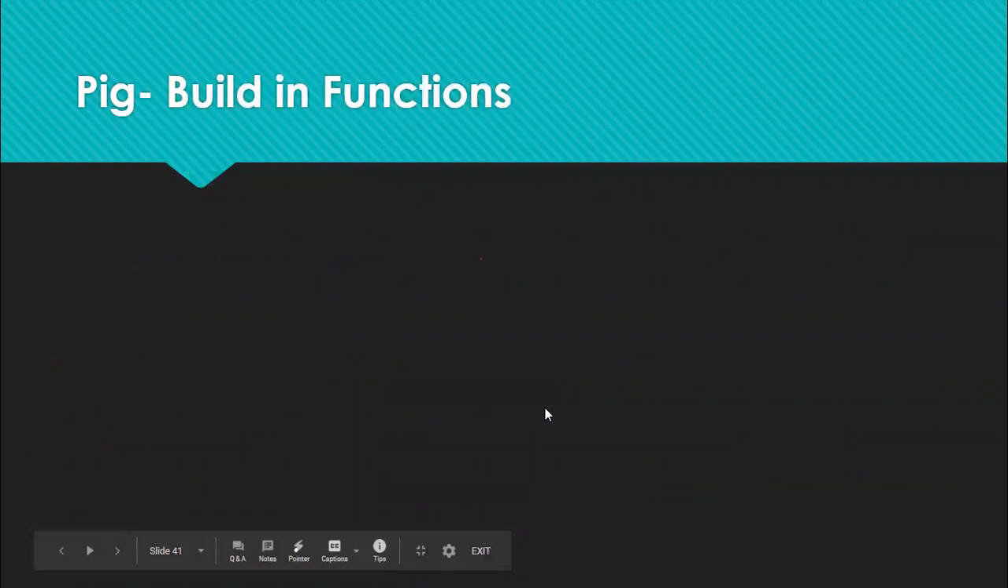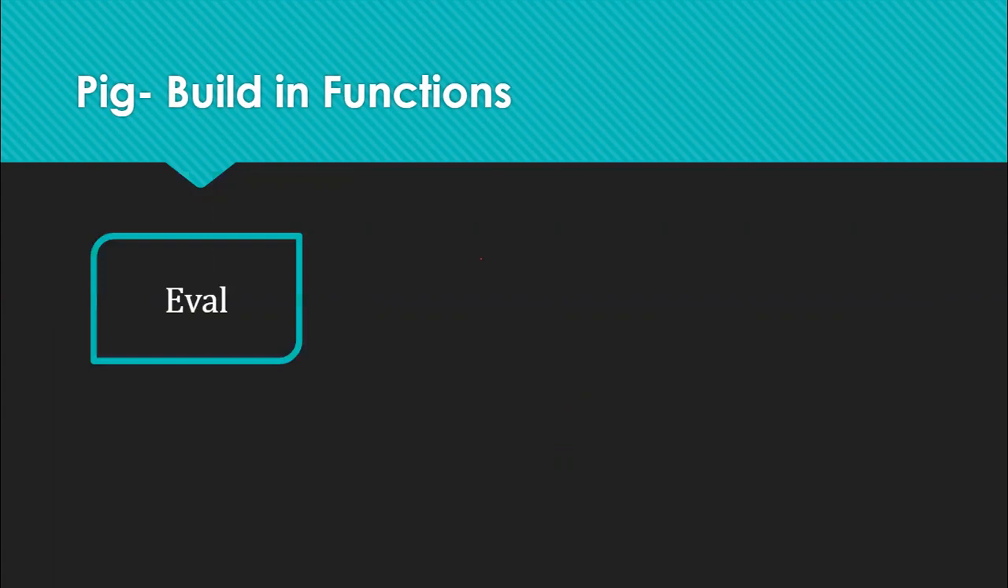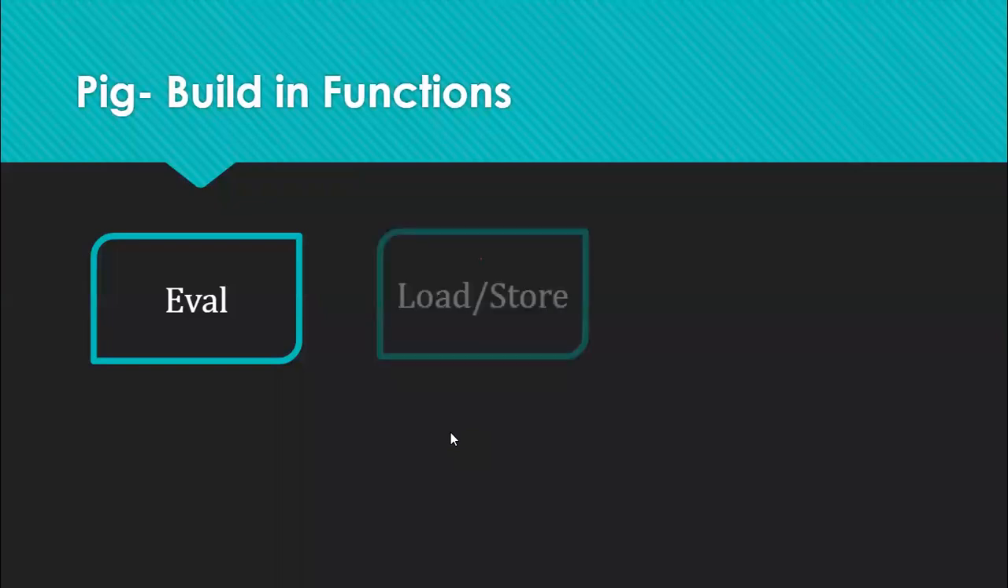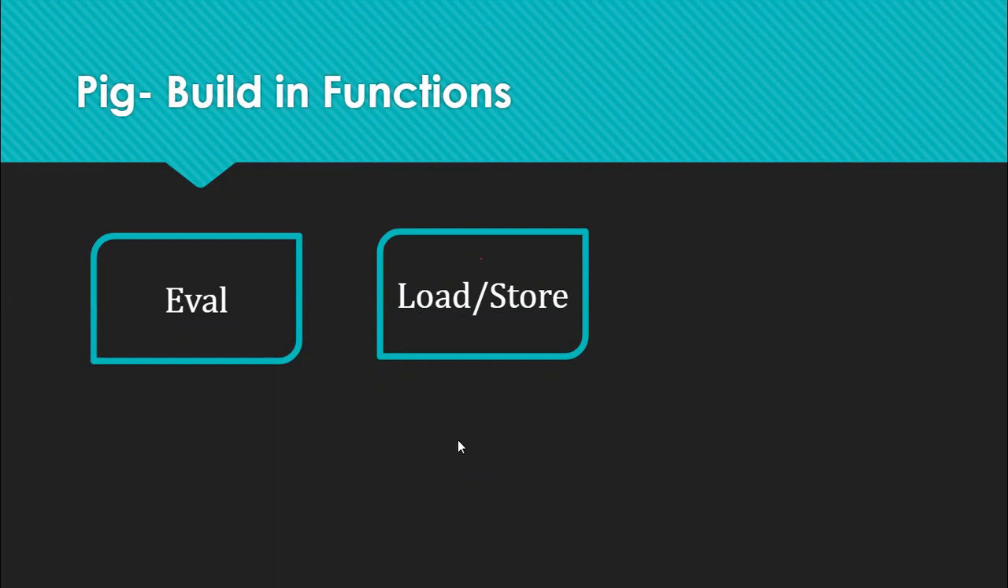Then apart from writing a script, Pig also has many different built-in functions. Like the first function is the eval function. When you want to evaluate some expression, you can use commands like load and store. Load is used to read the data of a text file into the variable, and store is used to store the data from the variable into the text file.